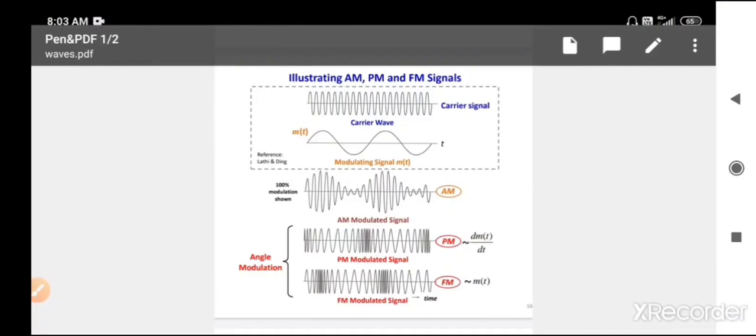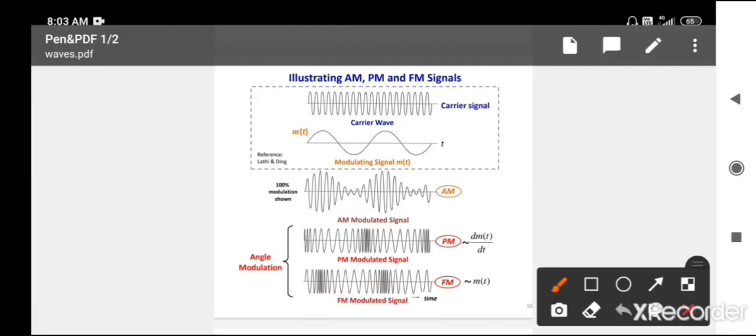So FM is nothing but frequency modulation. It is a type of angle modulation in which the frequency of the carrier wave is changed according to the amplitude of the message signal, which is known as FM.